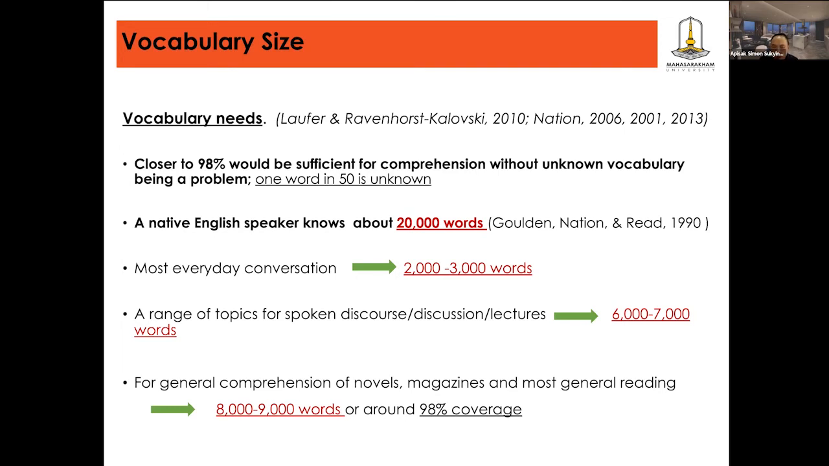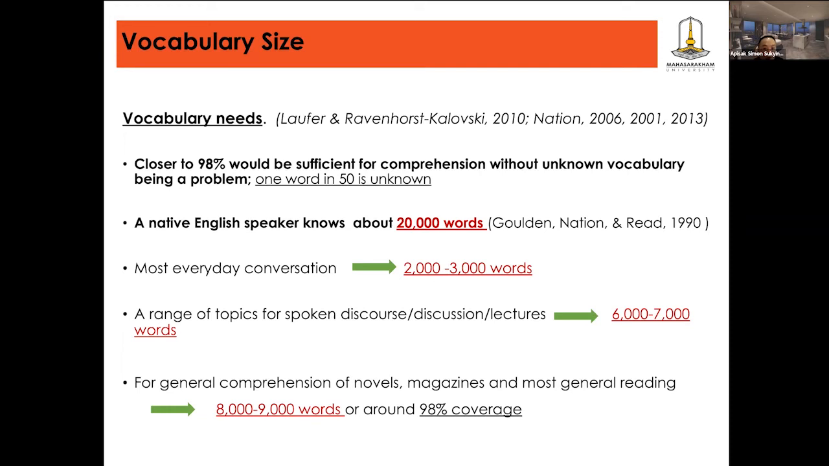But if you want to read academic text or follow a discussion like we are doing here, the lecture or things like that, you need to know around 6,000 to 7,000 words. That's the baseline for understanding spoken discourse, understanding the lecture and things like that. But for reading, in order to understand literature or novels or magazines or most general reading in your daily life, you need around 8,000 to 9,000 words.